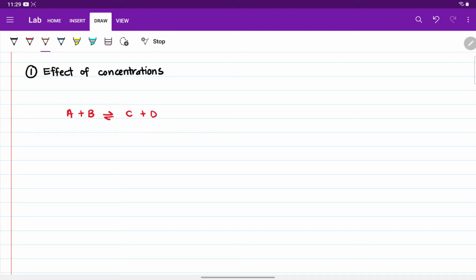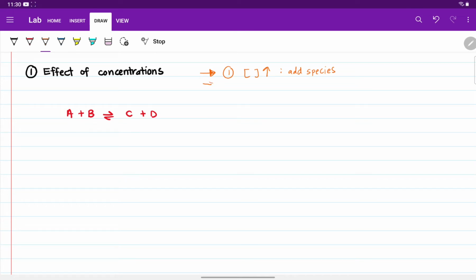Untuk effect of concentration, disturbance boleh berlaku dalam 2 cara. Cara yang pertama adalah kita tambah concentration. Increase the concentration, cara macam mana? Cara dia adalah kita add species. So concentration dekat sini sama ada kita increasekan concentration of reactant ataupun kita increasekan concentration of product. Just increase the concentration of the species.